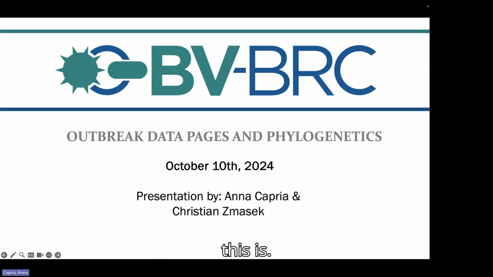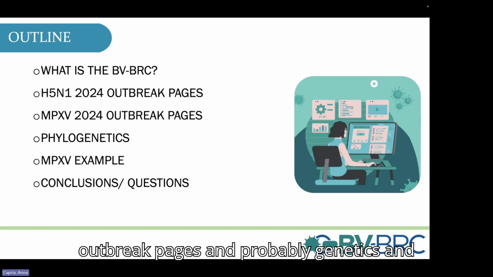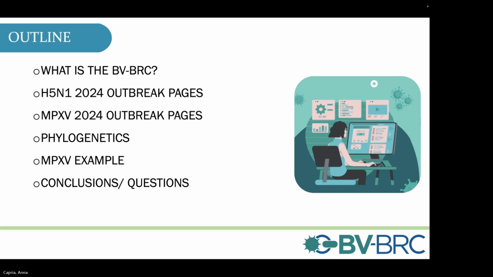So this is, as I mentioned, we'll cover the outbreak pages and phylogenetics, and then we have an example with monkeypox virus to really showcase how you can utilize the BV-BRC for analysis. And there'll be some conclusions, and feel free to ask any questions along the way in the chat or afterwards, but feel free to stop us at any time with questions.